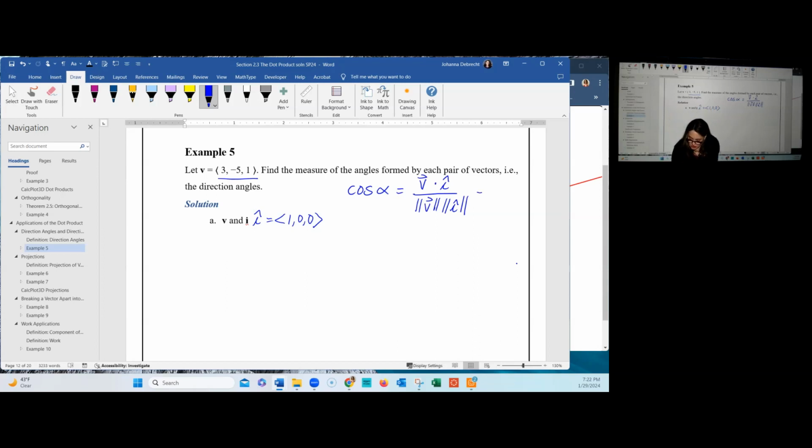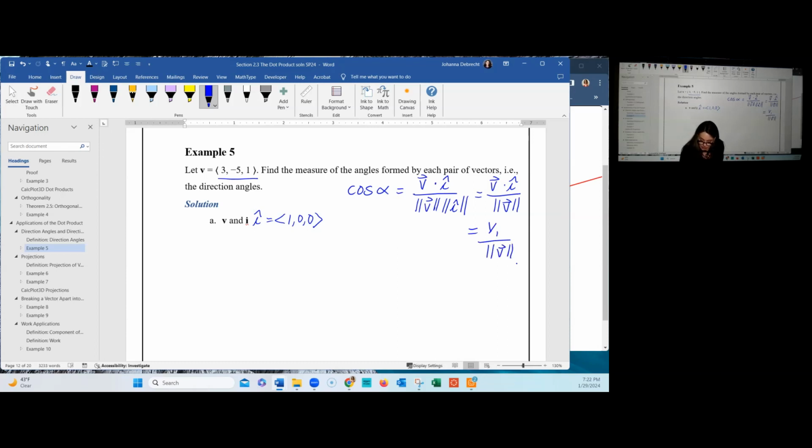So this is just going to give me V dot I hat over the magnitude of V. But because I hat is 1, 0, 0, the second and third components, when dotted with V, are going to disappear. And I'm just going to get V1 over the magnitude of V. So this formula becomes V1 over the magnitude of V.